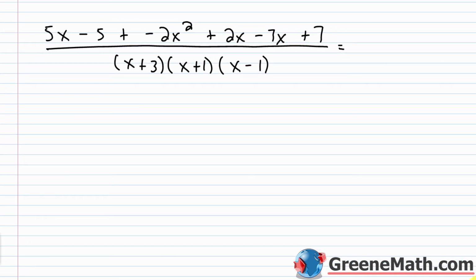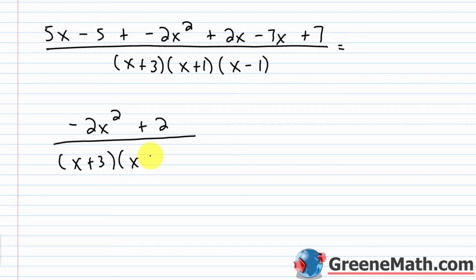In the numerator, I've got my leading term of negative 2x squared. Nothing to combine with that. I've got 5x, 2x, and negative 7x. 5x plus 2x is 7x. 7x minus 7x is 0. Then I'm just left with negative 5 plus 7, which is positive 2. So this is over the quantity x plus 3 times the quantity x plus 1 times the quantity x minus 1. And I promised you that we could finally cancel something.